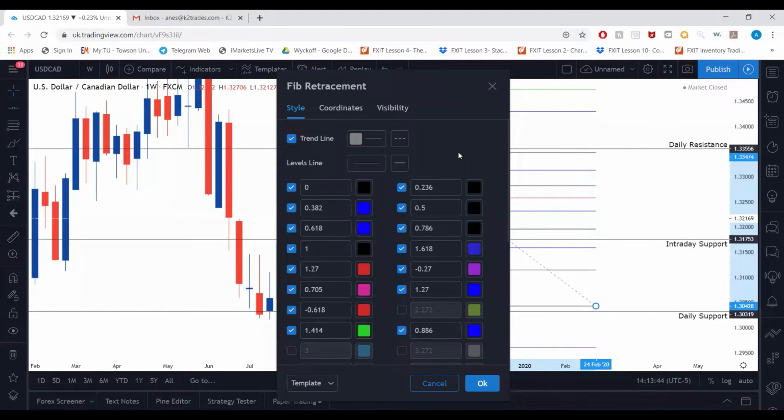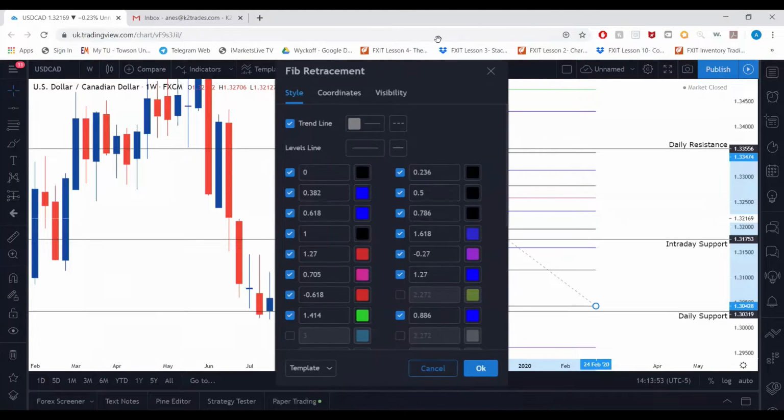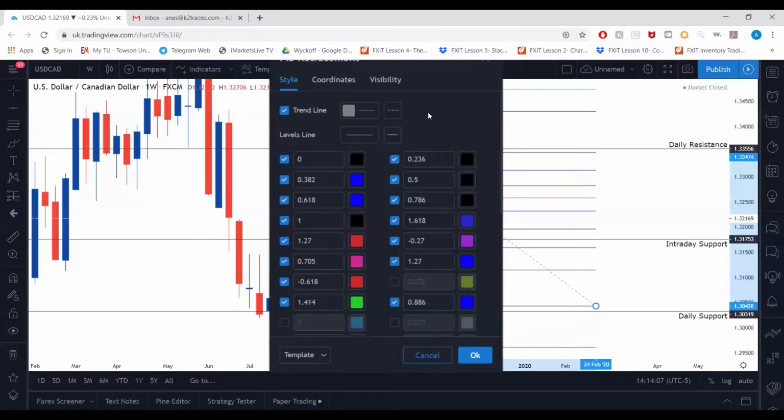Sometimes you see 23.6. Do you find it useful? Oh yeah, definitely. Fibonacci is a very, very powerful tool. You will see it on many examples as we go through the pairs that are requested. So pretty much 23.6 to 70.5, those are retracements. Yeah, 70.5 is pretty common.